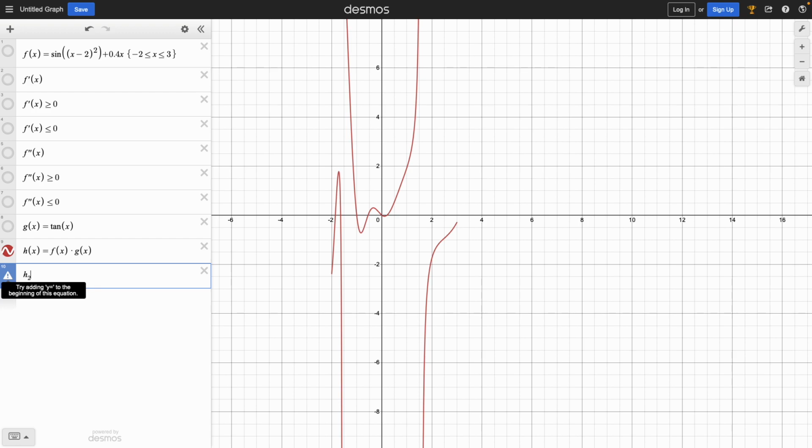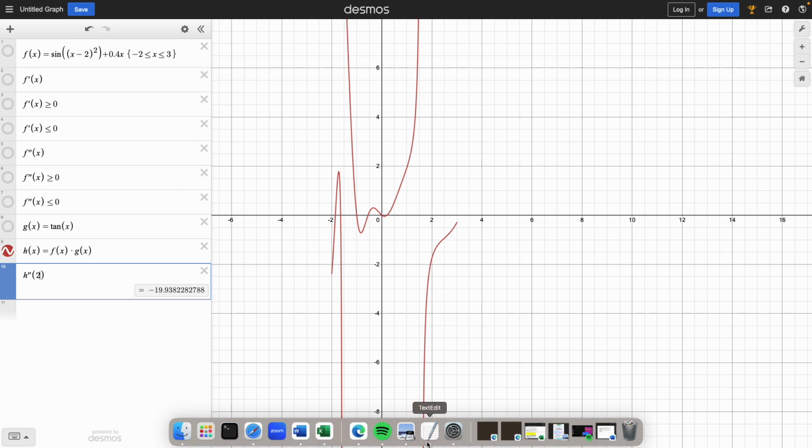And for the second order derivative information, you have a better shortcut here. I can say that h double prime of 2 is roughly negative 20. So this is how you use the Desmos graphing calculator for derivative operations, sketching functions, drawing out intuitions from the geometric information you get from the sketches, and so on. And that's it.